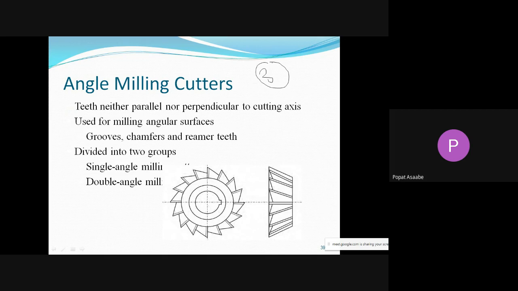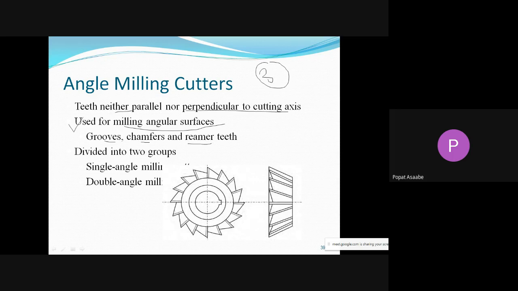In that angular milling cutter, see, this is the angular milling cutter, the teeth are not perpendicular or parallel to the vertical axis. The teeth are neither parallel nor perpendicular to the cutting axis. It is used for milling angular surfaces. Also, we can produce grooves, chamfers, and reamer teeth with the help of that angular milling cutter.